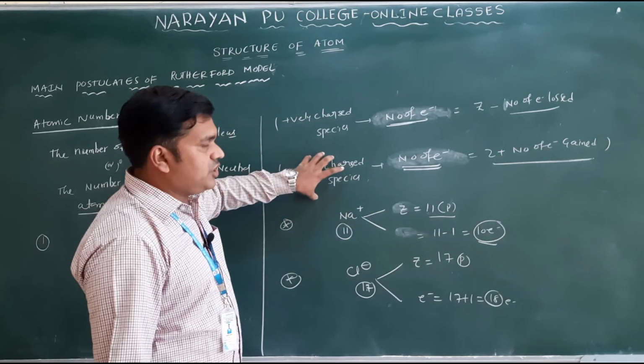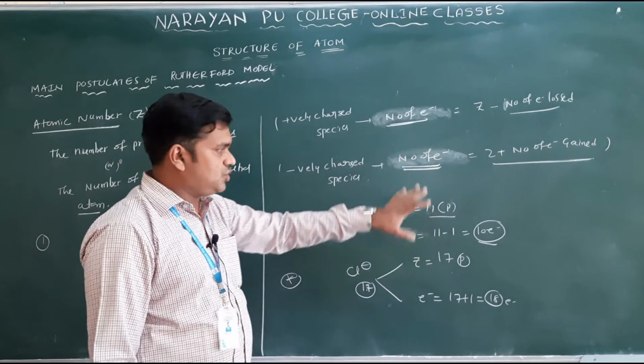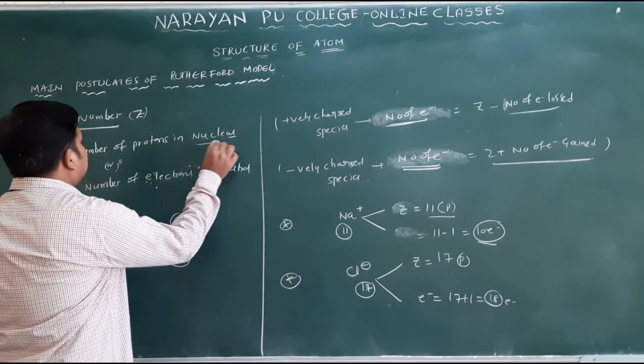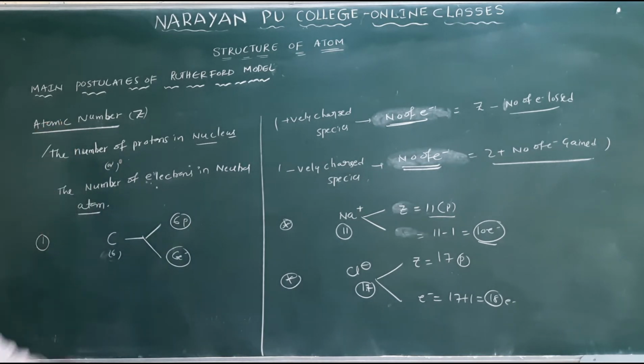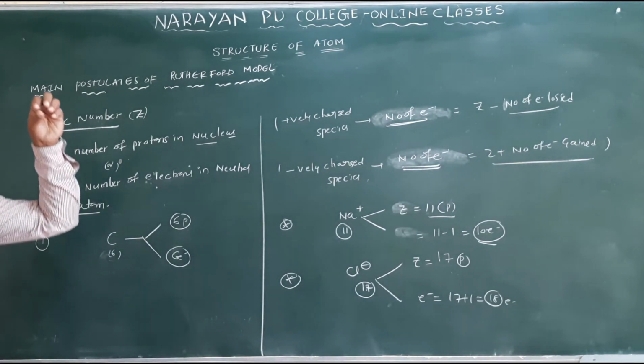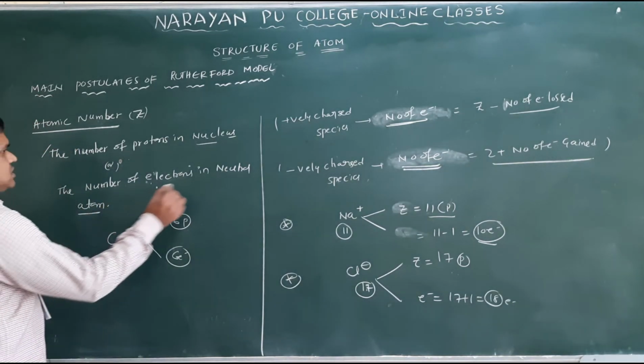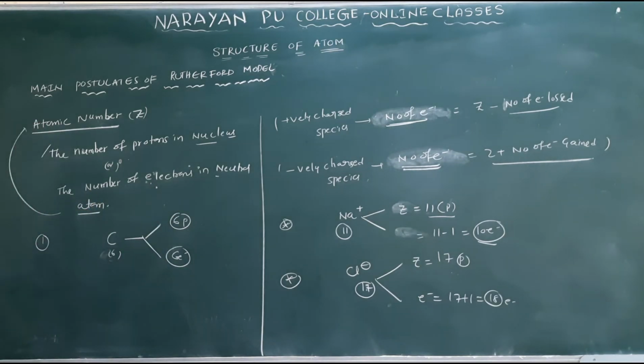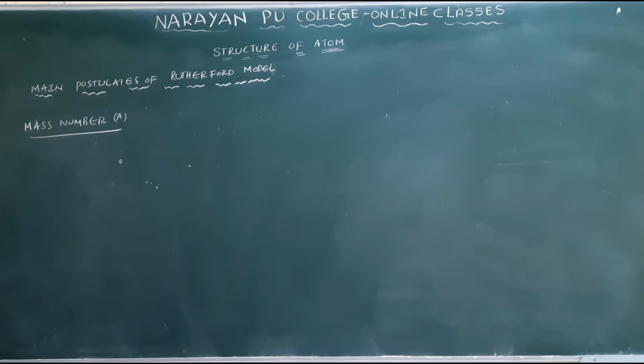for negatively charged species we find the number of electrons as well. The number of protons present inside the nucleus is called the atomic number. In case of a neutral atom, the number of electrons is also the atomic number. Next we have the mass number, denoted by A.